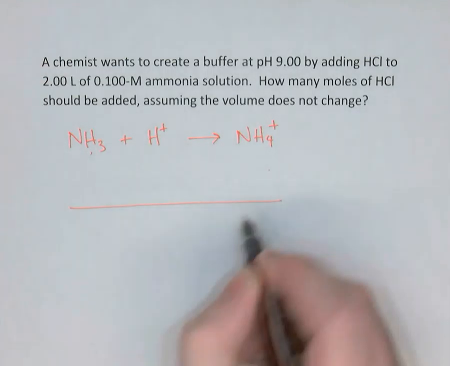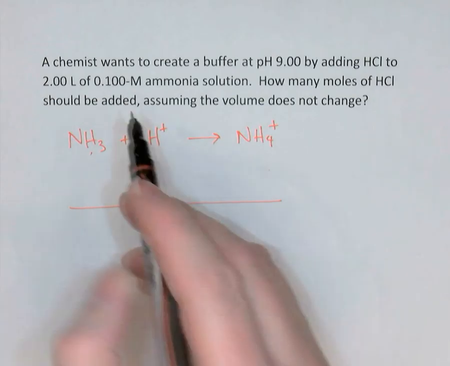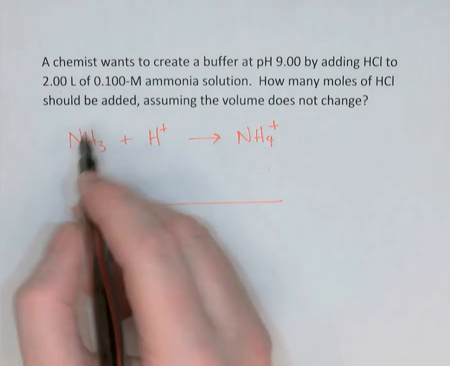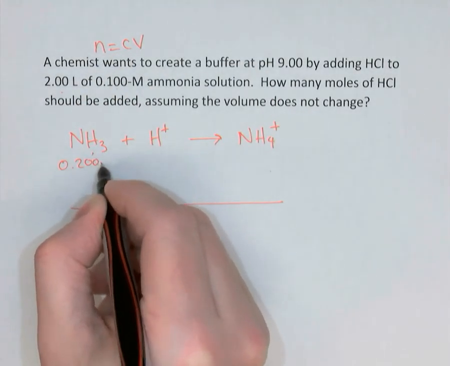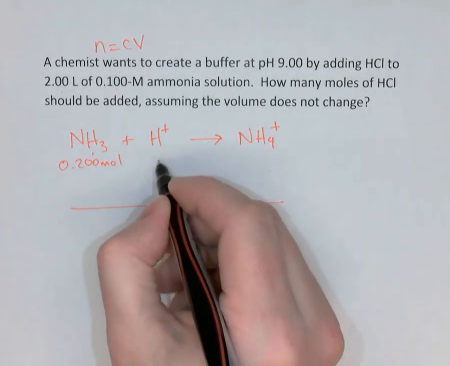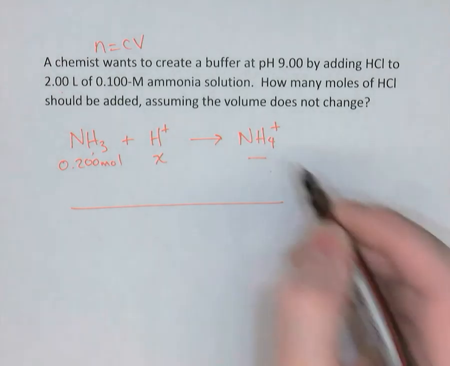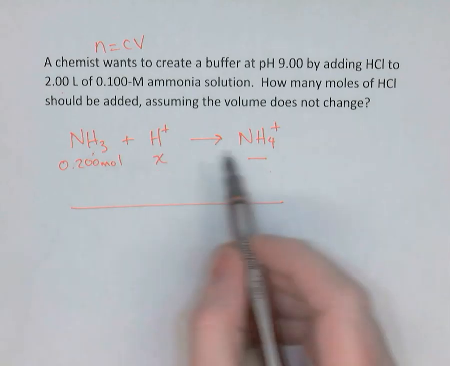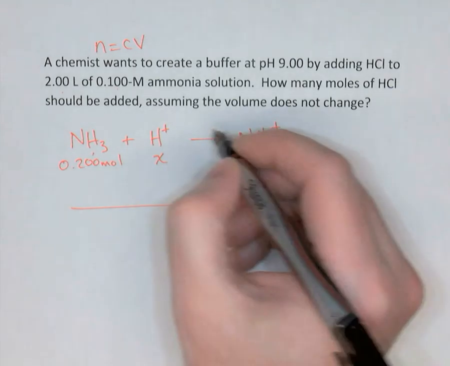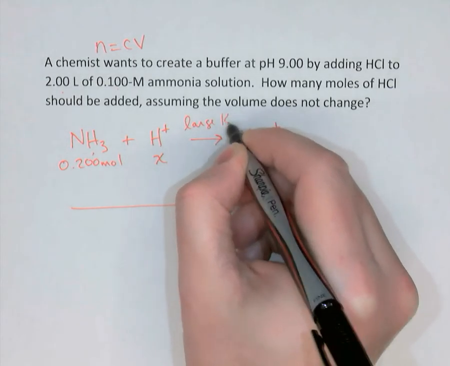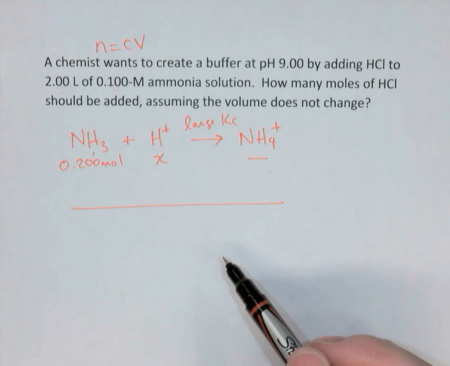Well, let's set up an ICE table here using moles. So we have 2 liters of 0.1 molar solution, so 2 times 0.1, n equals C times V. We've got 0.200 moles of ammonia initially. We're wondering how many moles of acid we should add, so let's call that X. And we'll say we have no ammonium initially. This is a neutralization reaction. We've shown in other questions that neutralization reactions have very large Kcs. In fact, this Kc value would be the Kb of ammonia divided by Kw, which ends up being very large.